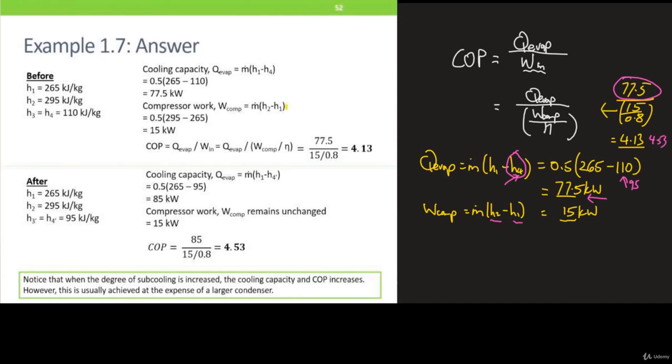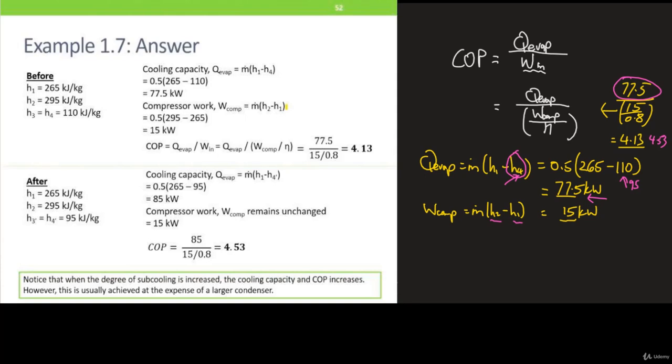So what does that tell you? What is the conclusion? The conclusion is actually your COP has improved when you increase your degree of subcool. So does that mean that we should try to increase the degree of subcool as much as possible? Of course, that's the most ideal case, but there are also some consequences.